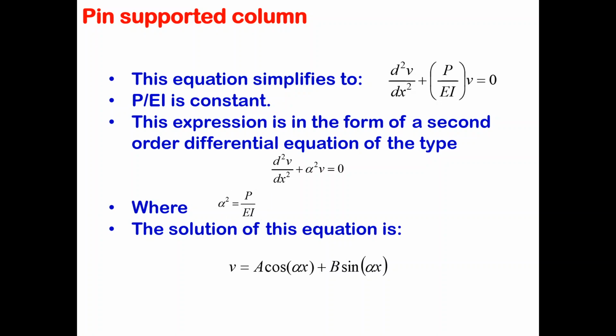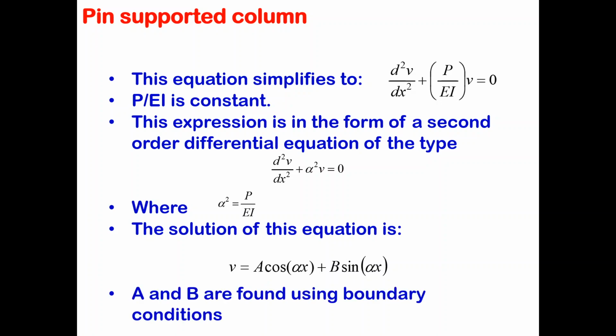Right? So your final solution is going to be of the form V equals A cosine of alpha x plus B sine of alpha x. In order to find A and B, we have to apply the boundary conditions.